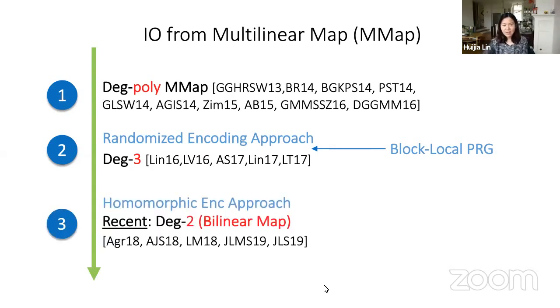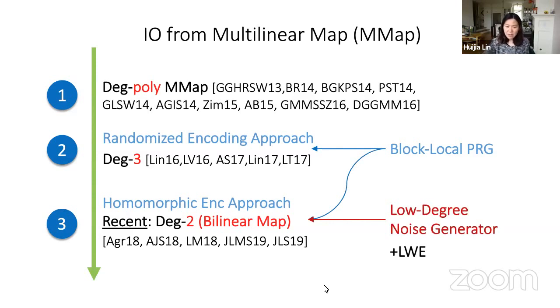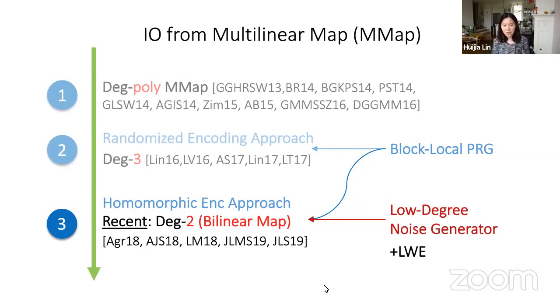More recently, using a different type of approach, using homomorphic encryption, we managed to actually rely on only a bilinear map with just degree 2. And here, we need a different type of simple PRG, which we call a low degree noise generator, that I am going to detail very quickly, together with LWE. So this third generation of using homomorphic encryption is what I am going to focus on in this talk. And in the most recent work, we actually managed to show that the low degree noise generator is the only simple sort of pseudorandomness generator that we need.